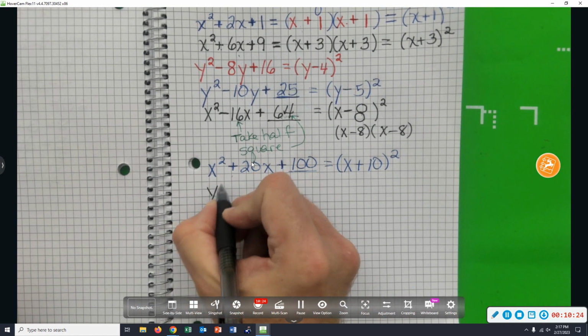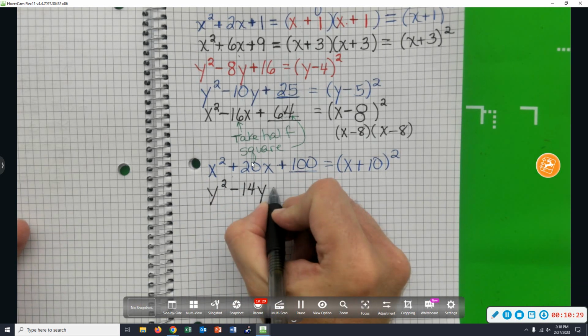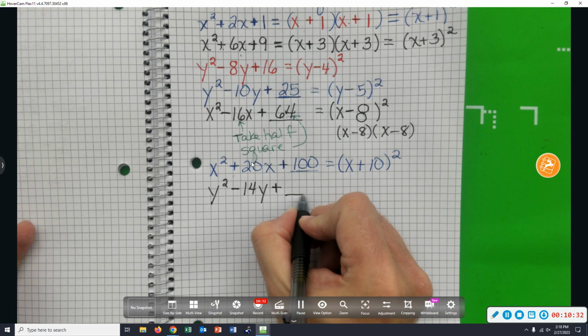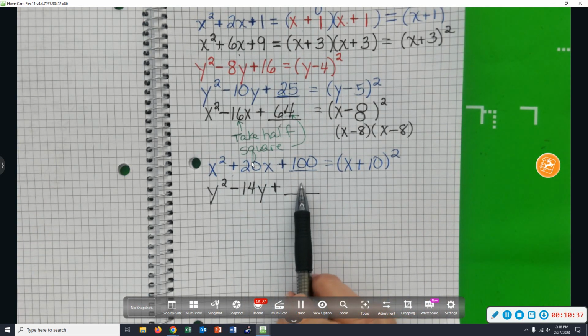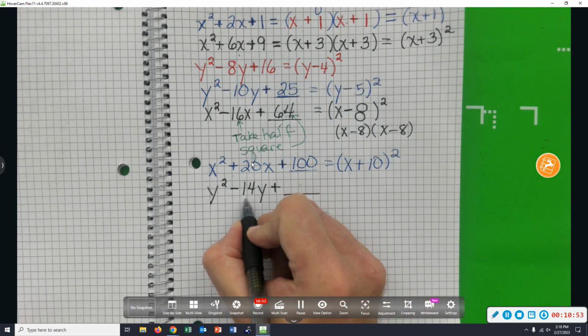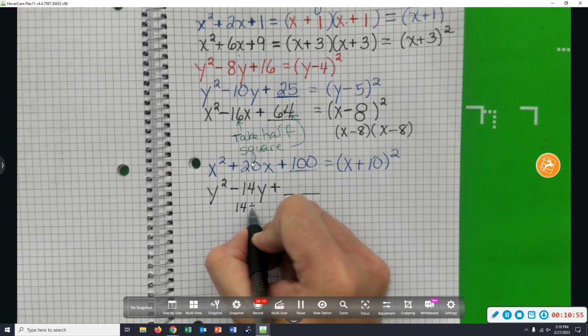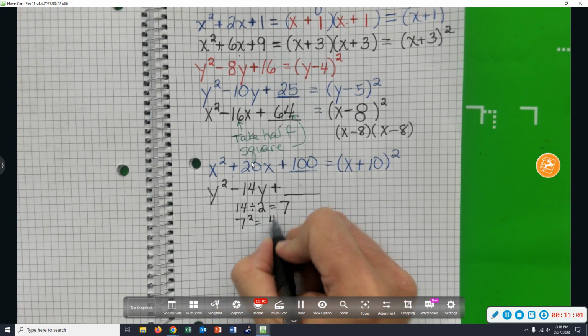How about this one? y squared minus 14y plus. Can y'all use my take half and square rule to figure out what number goes right here? 49? Did you say 49? Yeah. Take half of 14, that would give you a 7, and then square it. So what I'm doing right here, I'm taking half. 14 divided by 2 is 7. 7 squared is 49.